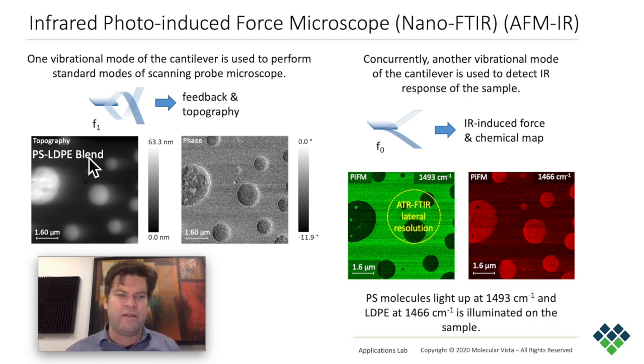So here's an example of polystyrene and low-density polyethylene. You get a topographical map, you get a phase map all simultaneously, while even moreover simultaneously, we'll add the PiFM response. And if we choose one particular wave number to fire the illumination source or the laser at, we can highlight specifically the polystyrene molecule locations. If we then turn over to another wave number that will highlight the low-density polyethylene, 1466, we can highlight where that's located in the sample. Just for a comparison, the yellow dotted circle is the resolution you would have gotten with the traditional ATR FTIR techniques.